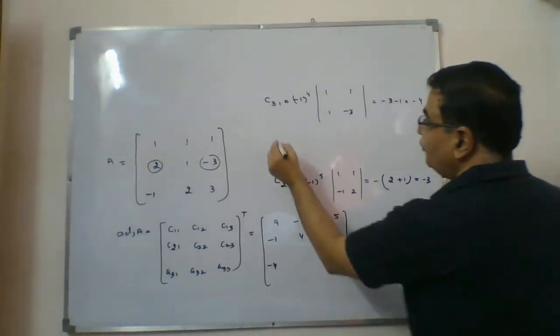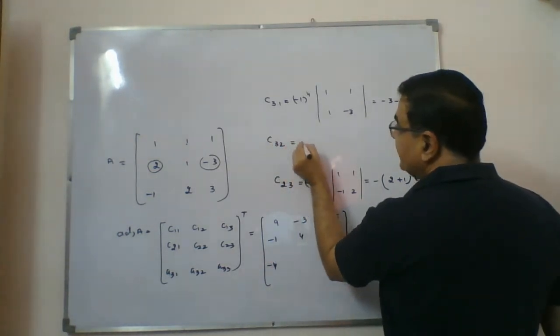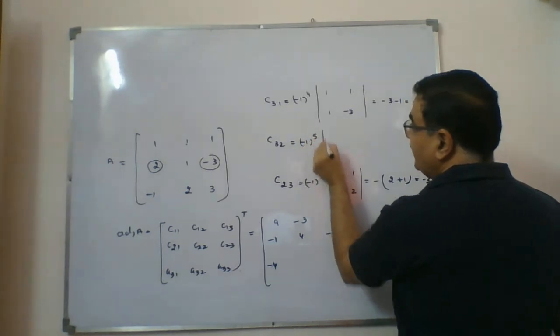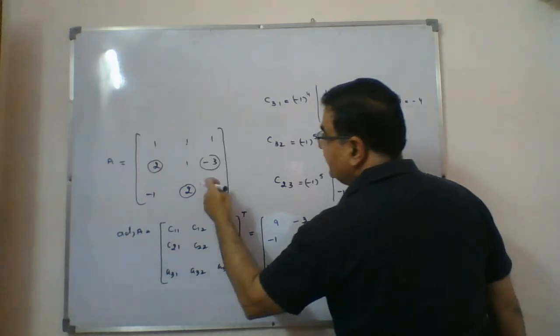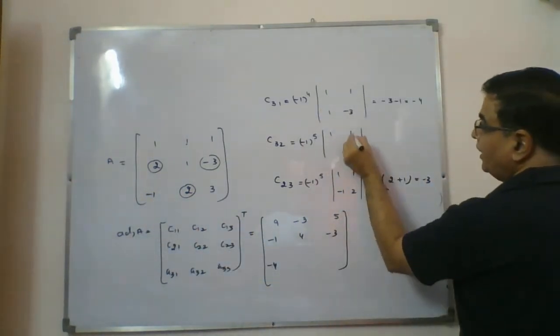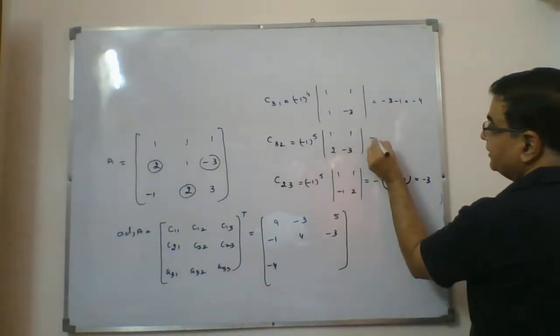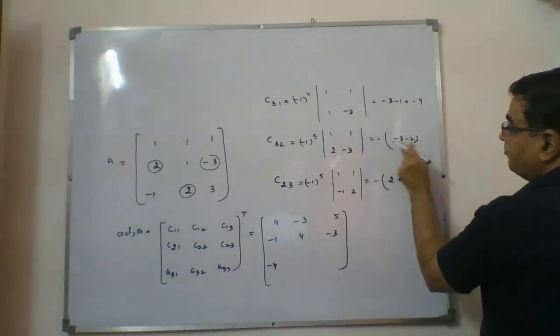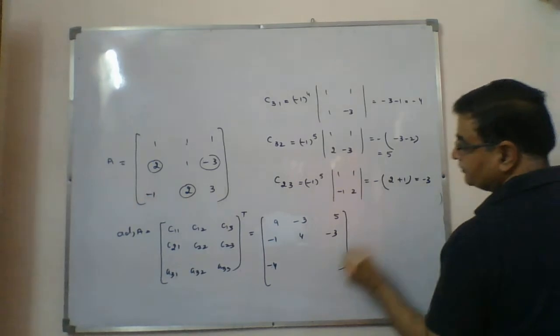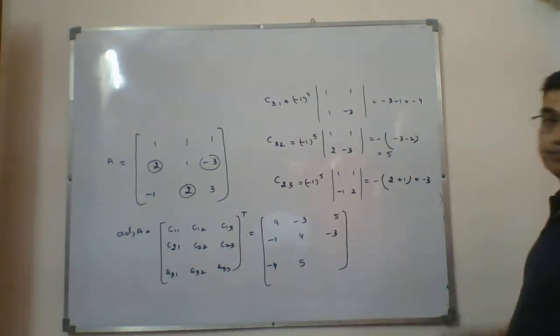Okay. Then we go for C32. That will be minus 1 power 5. 3, 2 means this element now. When you leave this and this, left is 1, 1, 2 and minus 3. Here outside is minus, minus 3, minus 2, minus 5, so it has come out to be plus 5. So it is 5 here.